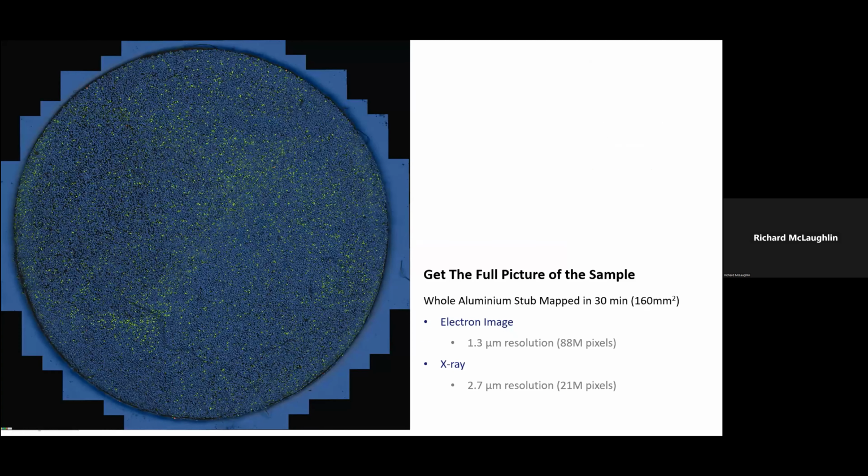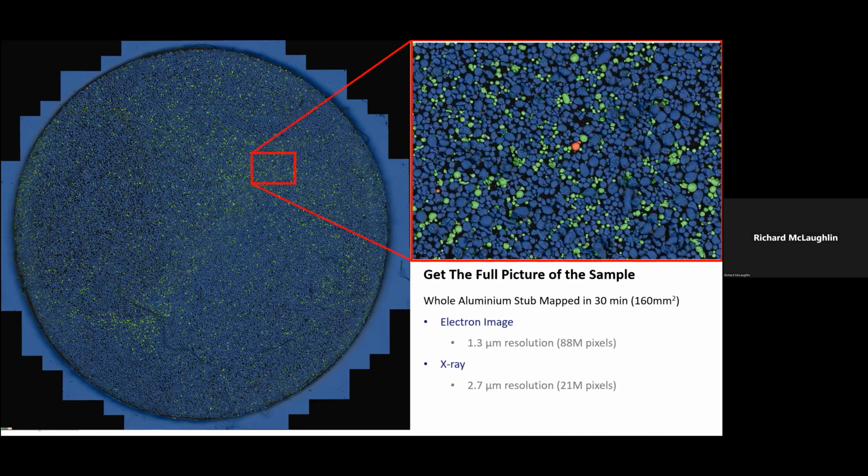Here's an example of a stub filled with particles. This was mapped in 30 minutes. That's a 100 square millimeter stub covered. The electron image is high resolution, 1.3 microns, which is 88 million pixels. The X-ray maps were at 2.7 microns resolution, which is 21 megapixels. After 30 minutes, you've got so much detail that you can zoom in to one particular field of view and still have quite a bit of detail. So lots of data can be collected very quickly.